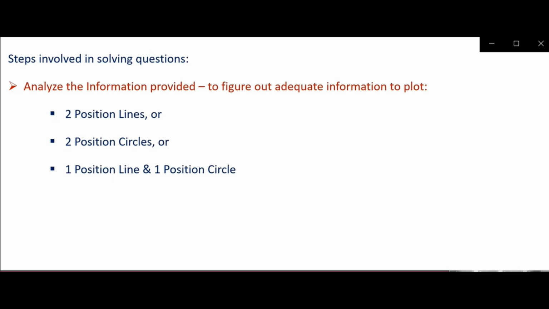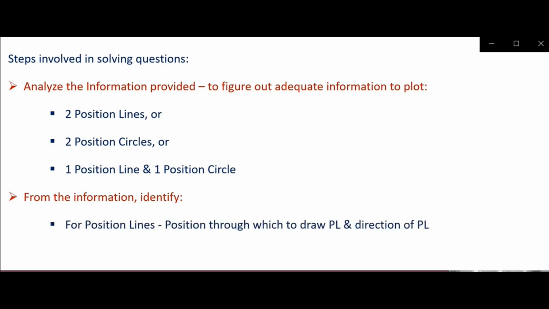Needless to say, as the title of the video suggests, both the observations have to be for the same time, that is simultaneous observations. From the information that we obtain, for position lines, we'll have to identify a position through which to draw the position line, irrespective of whether it's a terrestrial PL or a celestial PL, and the direction of the PL. For position circles, we'll have to make an effort to identify the center of the position circle and the radius of the position circle.